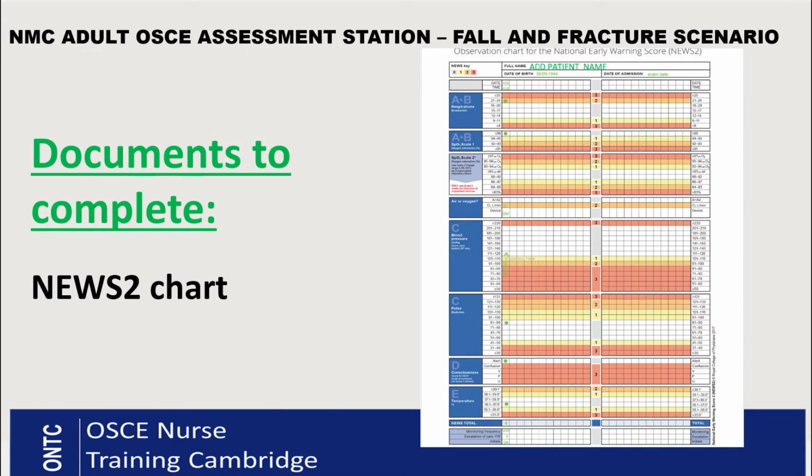Next screen: what document will you be completing, what actual document does your examiner mark? It is the NEWS chart. The patient history form is for you to read and make any notes on, but it's the NEWS 2 chart which your examiner marks. So make sure you complete it accurately and very clearly, because without completing it correctly and clearly, you cannot pass this station. It's your document, so you definitely need to do it with care.